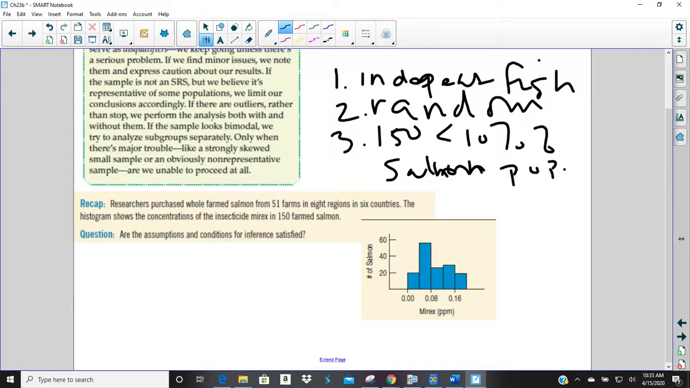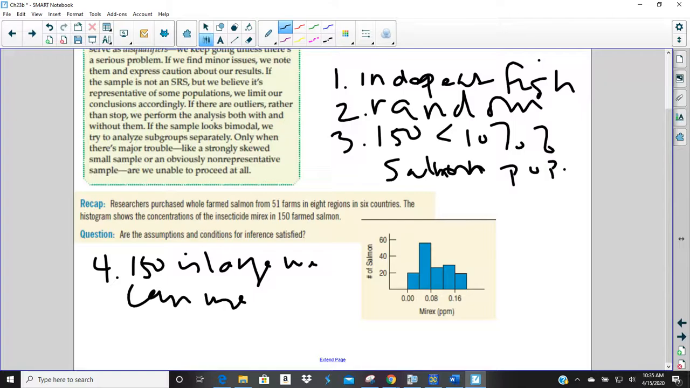The picture is certainly showing us that it's unimodal for certain, and it's 150 fish. So it's above the threshold of being mildly large. It's large. So we can actually say that because this is assumption number 4, 150 is large, we can use the normal condition. Okay. The normal condition has been met because it is a large sample size.